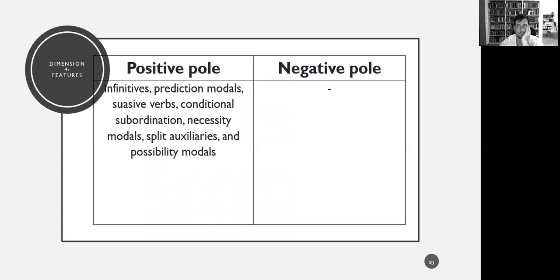So since there are no specific features on the negative pole, the genres that are considered to be there on the negative pole simply lack the features of the positive pole, such as infinitives, prediction modals, persuasive verbs, conditional subordination, necessity modals, split auxiliaries, and possibility modals.